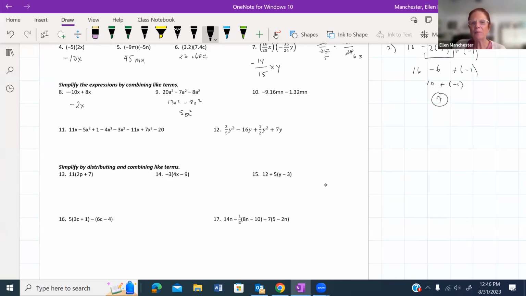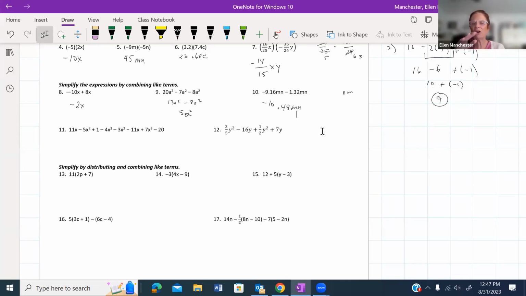All right, number 10, MN, MN, identical, right? If it was NM, that would still be identical because you can multiply and flip back and forth. So 2 times 3 is the same as 3 times 2. M times N is the same as N times M. So it's the exact same thing. So it can be flipped just as long as the variable and the exponent is the same. So I have negative 9.16 and a negative 1.32. So I have negative 10.48 MN. Everyone good?